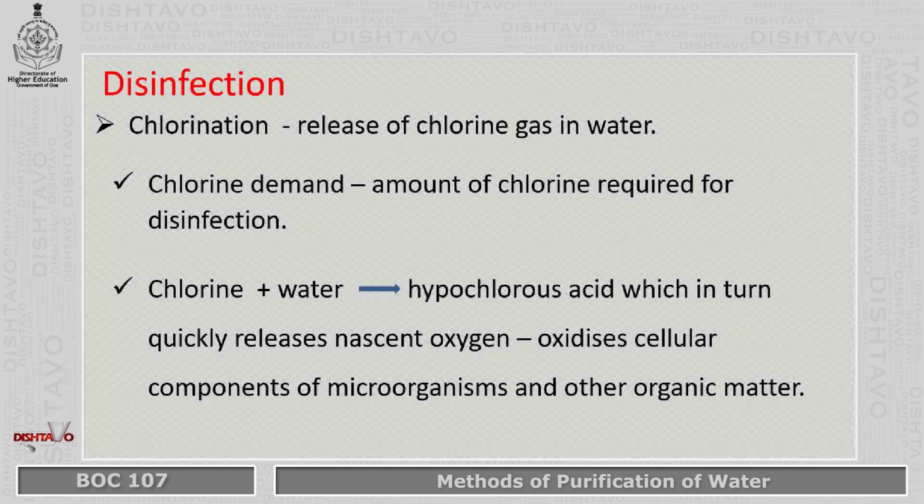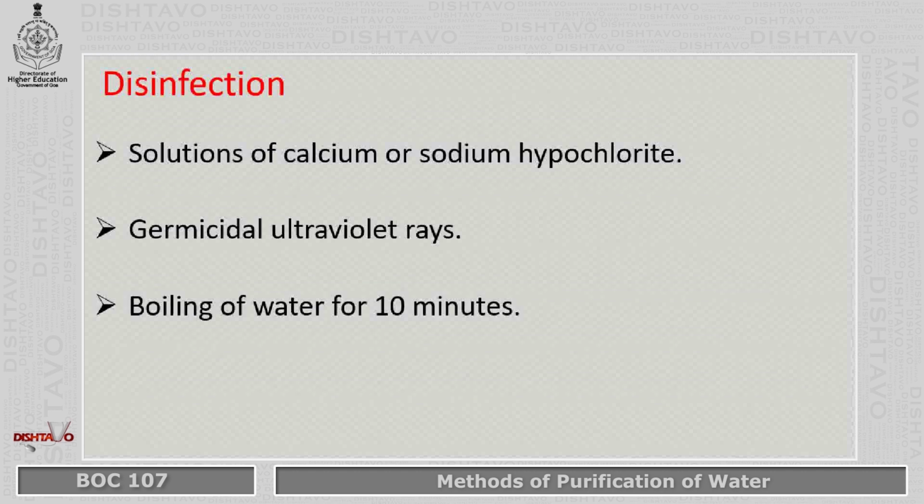How does it disinfect the water? Chlorine reacts with water to form hypochlorous acid, which in turn quickly releases nascent oxygen. Nascent oxygen oxidizes the cellular components of microorganisms and the other organic matter. This is how it actually kills the microorganisms and brings about disinfection of water.